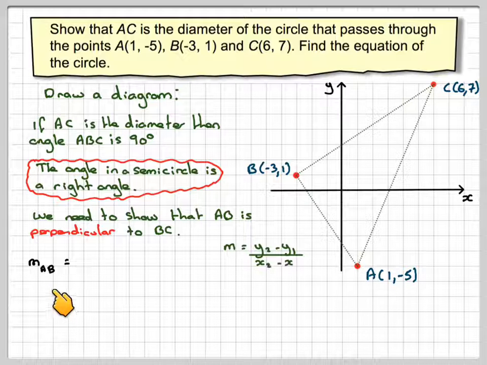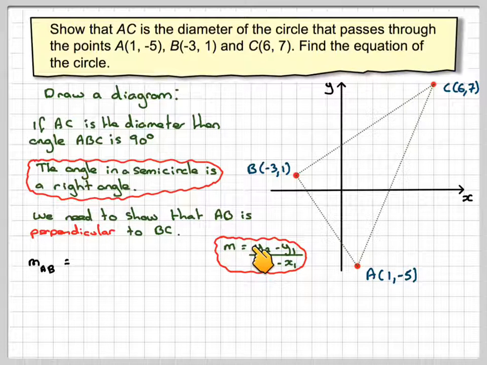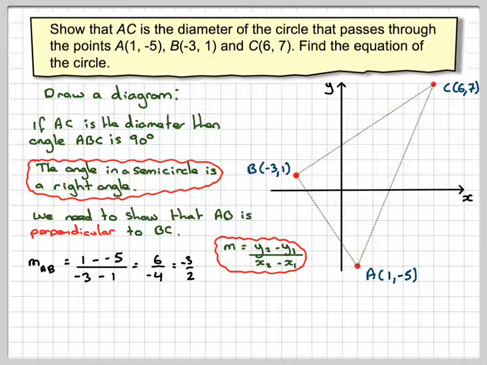So the gradient of AB, and remember we have this formula, the gradient is y2 minus y1 over x2 minus x1. So that will be 1 minus 5 over minus 3 minus 1. Be very careful with signs and which one you choose. That gives me 1 minus 5 is minus 6, and minus 3 minus 1 is minus 4. Minus 6 divided by minus 4 gives me 3 over 2. Hmm, and that's what I'd expect.